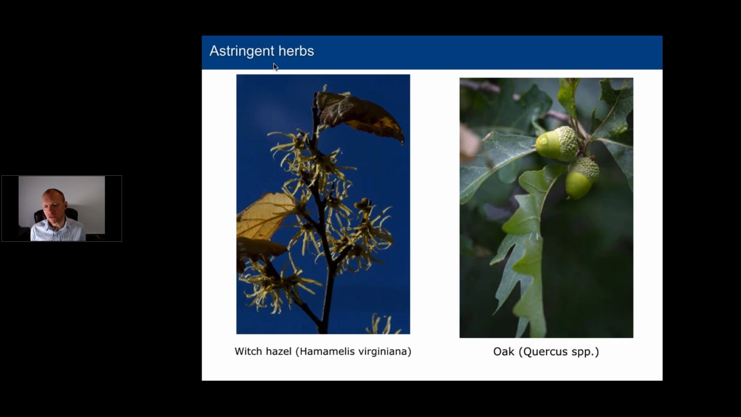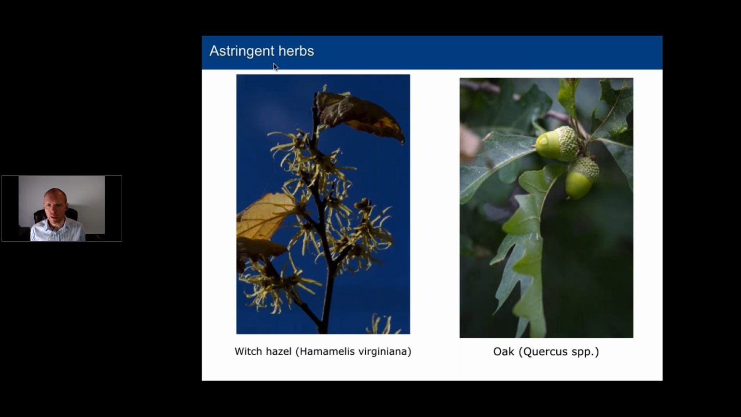Oak. Now it says here Quercus spp., that just means Quercus species. So it could be white oak, it could be red oak, it could be black oak. There's lots of different varieties of oak that exist out there. And oak can be used in herbal medicine, in a tincture extract, or as a powder. It can be used internally and externally for the exact same indications that witch hazel is used for. There's not a lot of difference between the two.